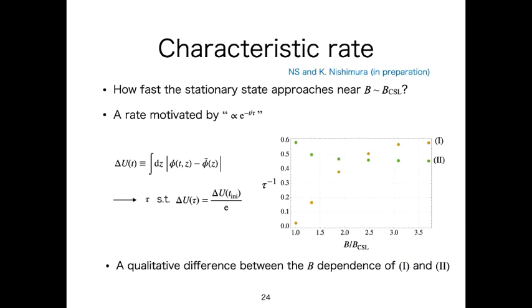But somehow, we are arguing. If you fix L and then increase the magnetic field, then the speed of the motion of the soliton becomes slower and slower as a function of V.